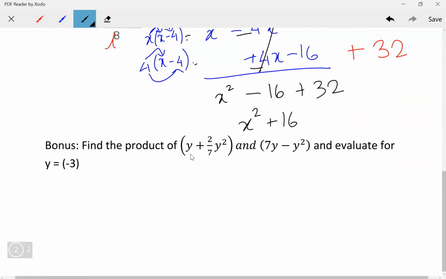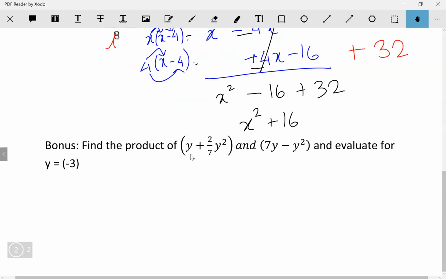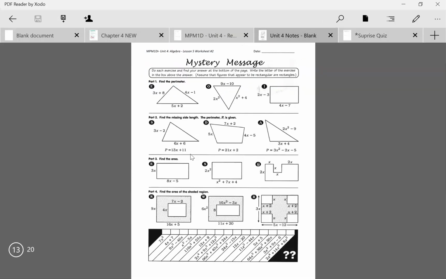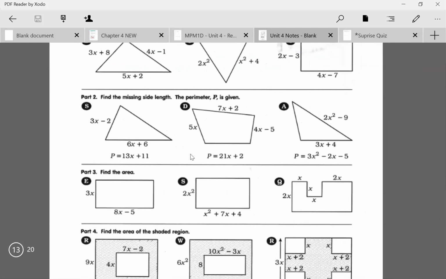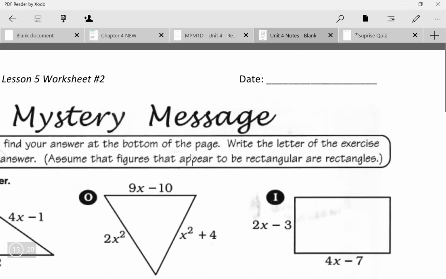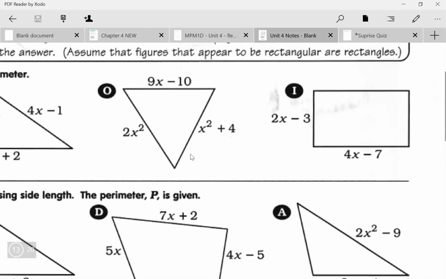I'm not going to solve the bonus question. Instead, this is again just the distributive property. I know a lot of you have the answers and we've already covered the distributive property. So for the second half of this review, I'm just going to go over some of the questions that we had over here, and we're going to see how to solve these questions.